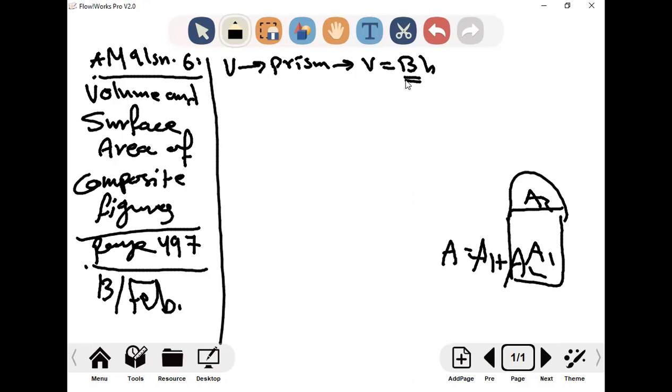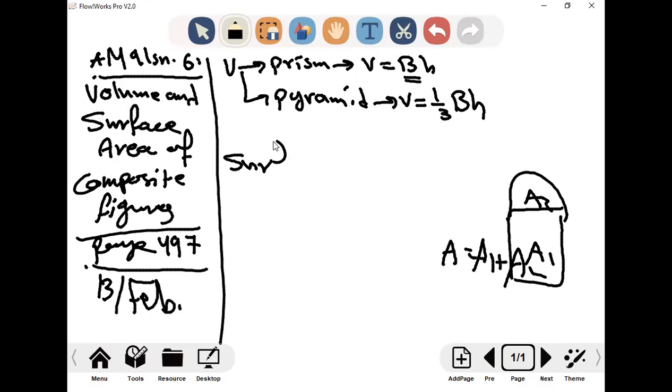It depends. If it's a rectangle, we use the area of the rectangle. If it's a triangle, we use the area of the triangle, and so on. Square, square. And if it's a pyramid, we use the formula V equals 1/3 big B H, same idea of B, right? But we have 1/3. And to find the surface area for any figure, for any composite figure, we find all the area of the surfaces.